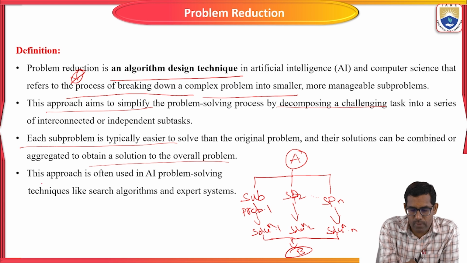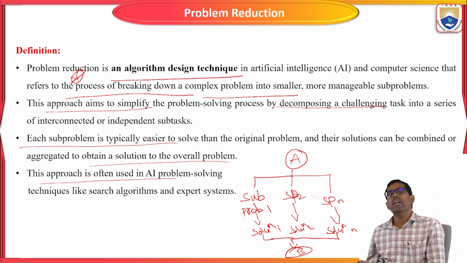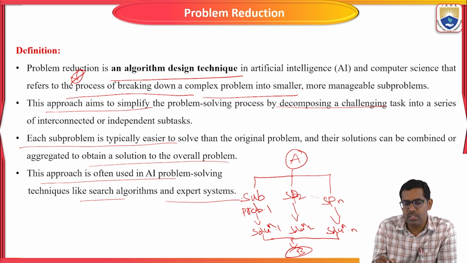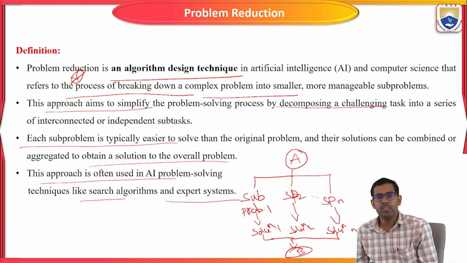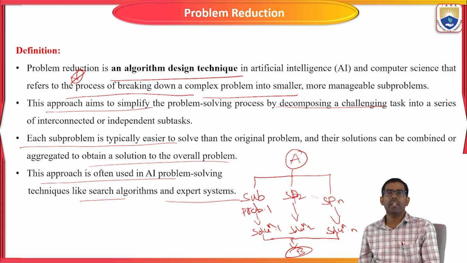This approach is often used in AI problem solving. This concept is accomplished with problem-solving techniques in AI, like the searching algorithm and expert system. So in AI you have two techniques: the searching technique and the problem-solving technique. This is the main concept of problem reduction in artificial intelligence.